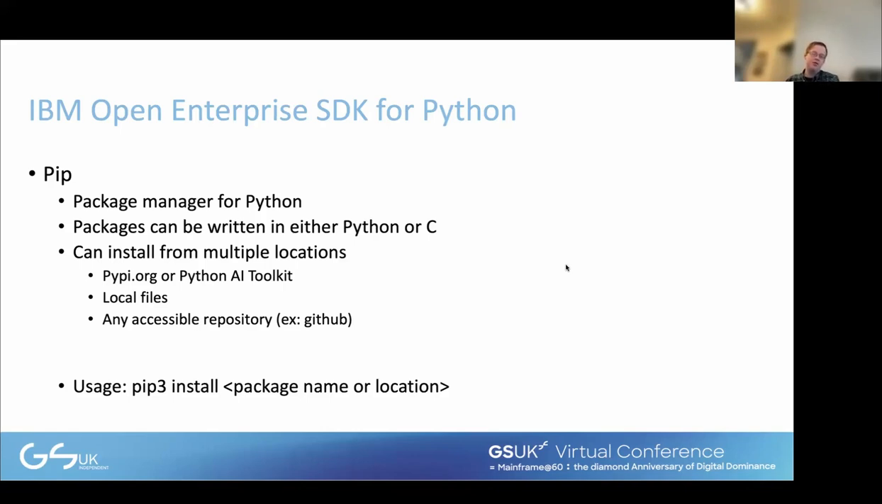But you can install packages from multiple locations. So pypi.org is the default, which is the Python community's package repository. But if you don't want to install it from there, you can install it from a multitude of other locations. Like IBM offers the Python AI Toolkit, so it's just another package repository. But you can also install your packages from a local file, or you can install it from your SCM like Git or GitHub. To install a package, if you look at the bottom of the slides here, you can just write this command, and it's just pip3 install, and you put in whatever your package name is or wherever it's located, and pip's just going to try to install it from there.